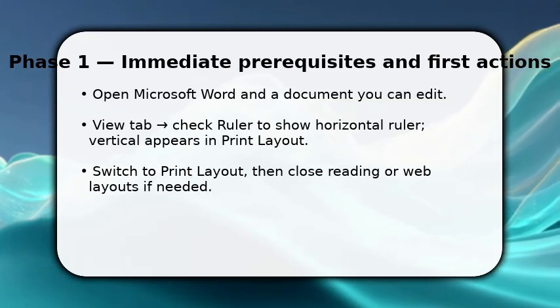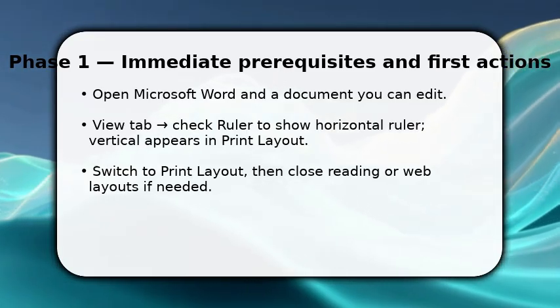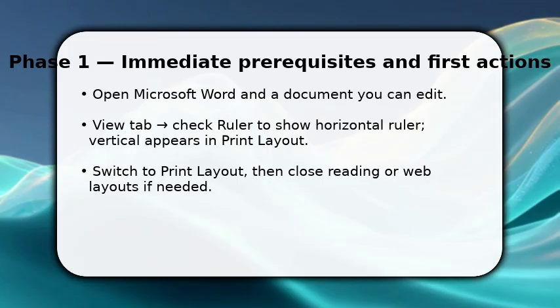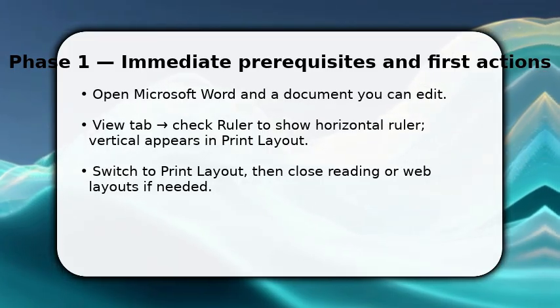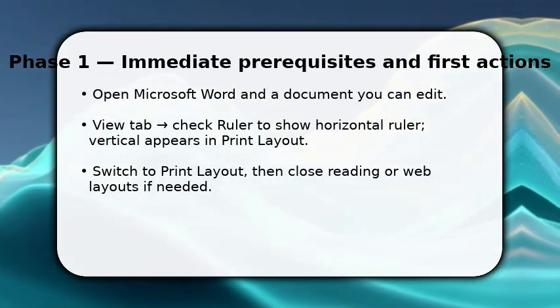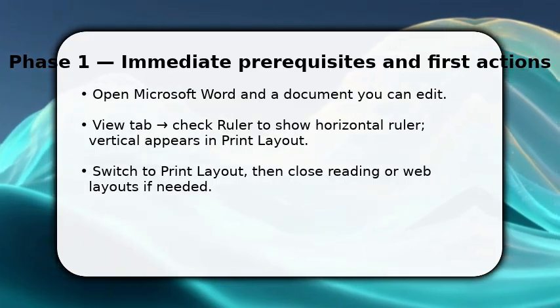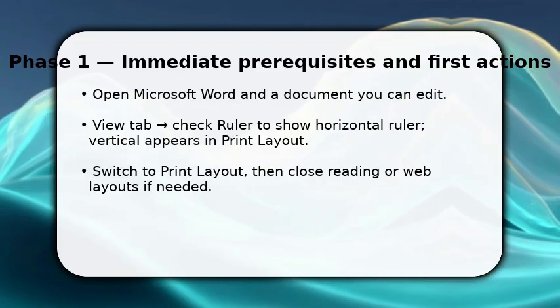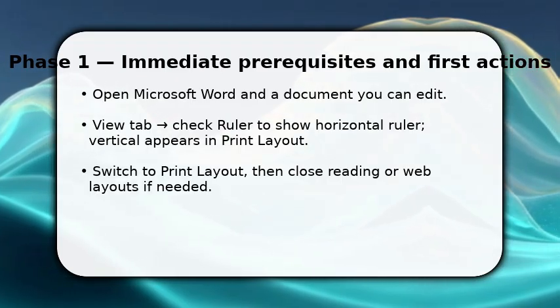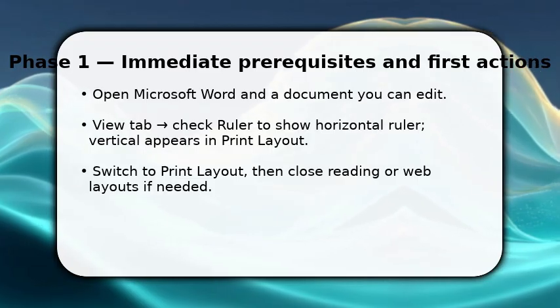Enjoy the video. You need the right view first, so switch to Print Layout and open the document you'll adjust. Once done, go to the View tab and check Ruler. That shows the horizontal ruler immediately. You're not finished yet. Word only displays the vertical ruler in Print Layout. If you don't see it, close reading view or web layout, make sure zoom is above minimal levels.